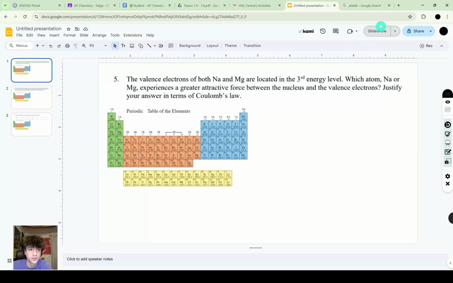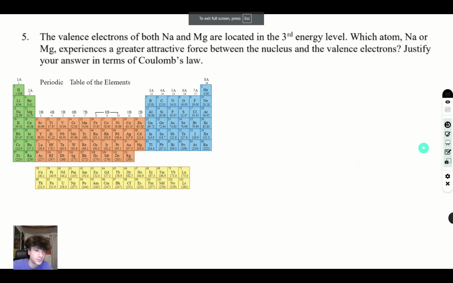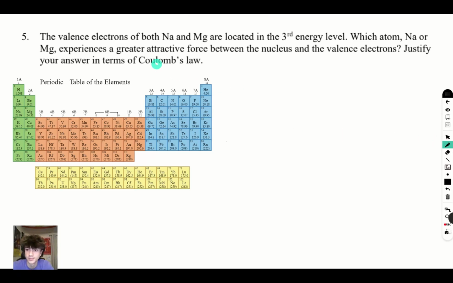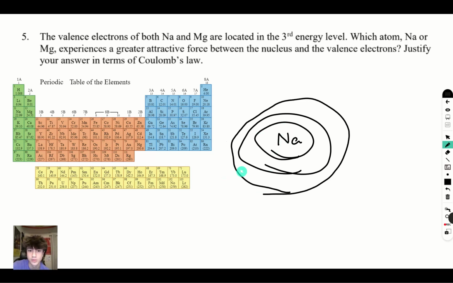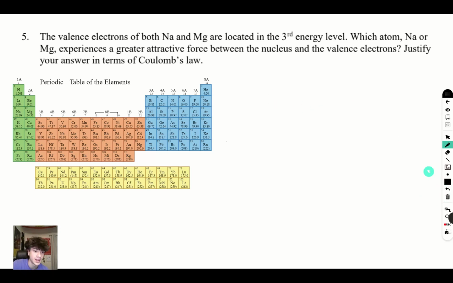Alright, so let's draw this out. We have Na and Mg, they're both on the third energy level, meaning they both have three rings around the nucleus. So this is Na with three rings and this is Mg with three rings. However, one of them has a larger radius, and this is going to be because one of them has a stronger nuclear charge. And this is due to it having more protons in the nucleus.